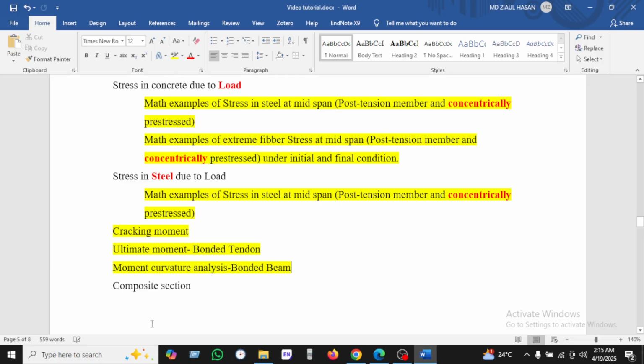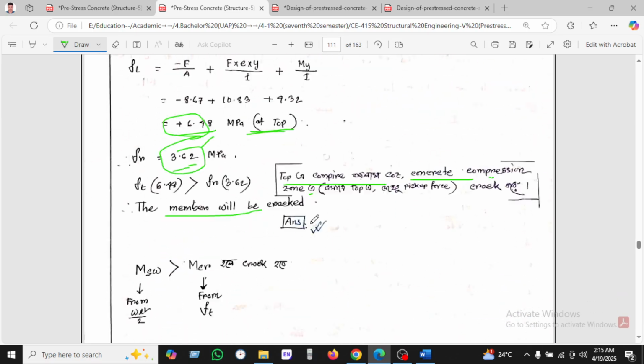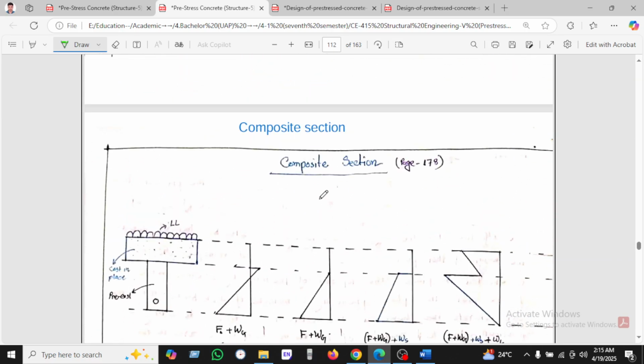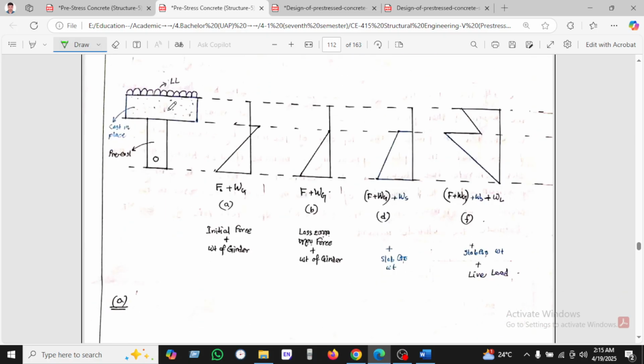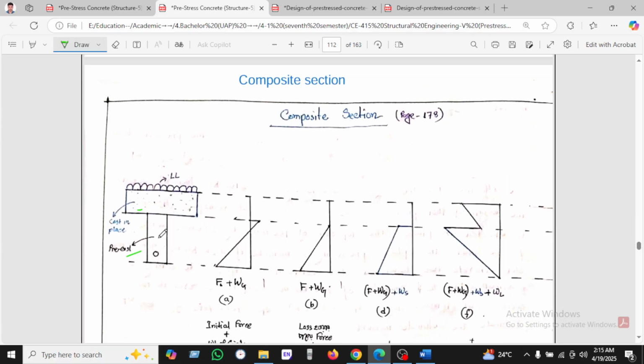Okay, so these are the index. Now we'll see the composite section. This is the last topic. In the composite section we see here, this is the precast and this is the cast in place, that's why it is called a composite section. In bridge design, this is the precast girder, and this is the deck slab of the bridge, which will be cast in place.